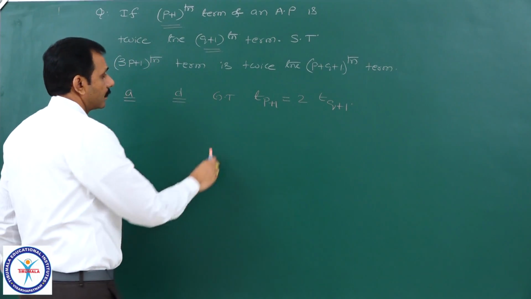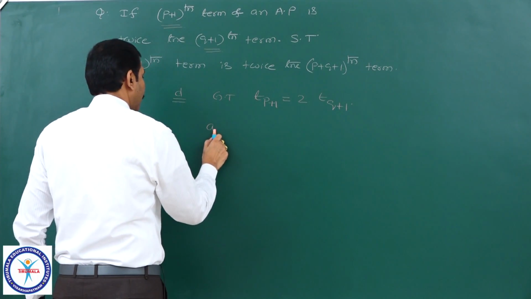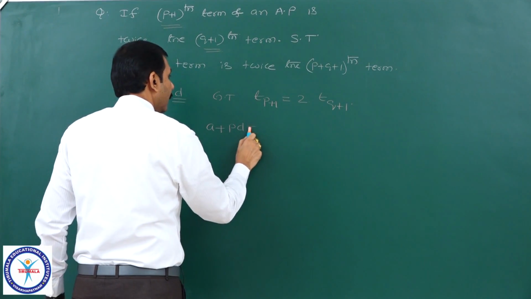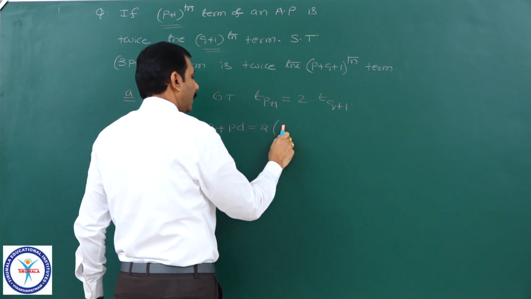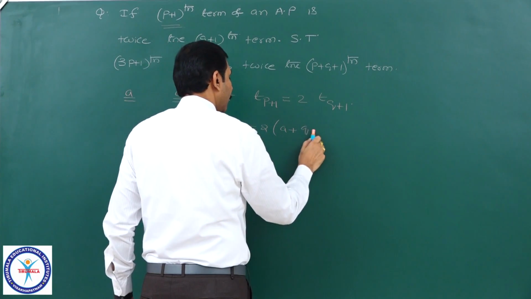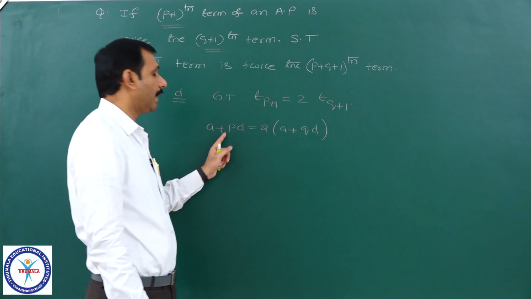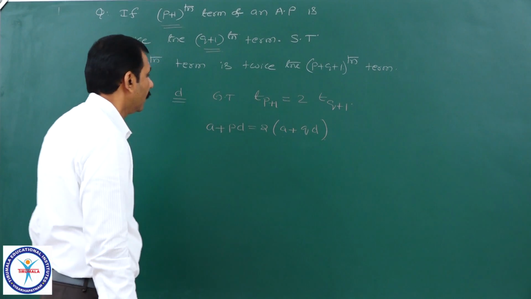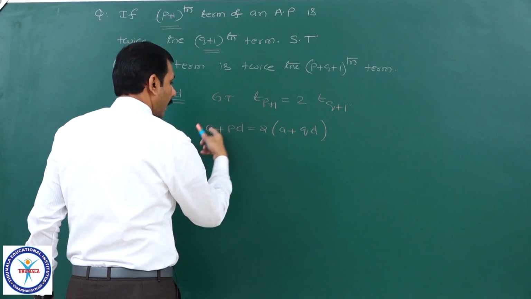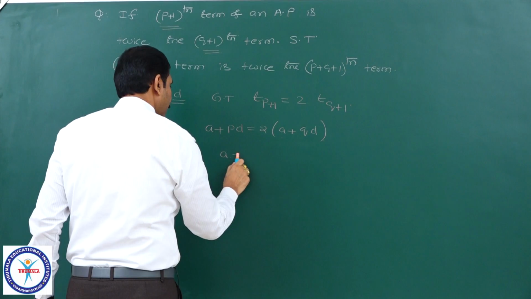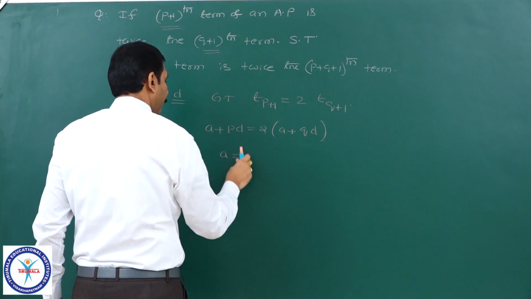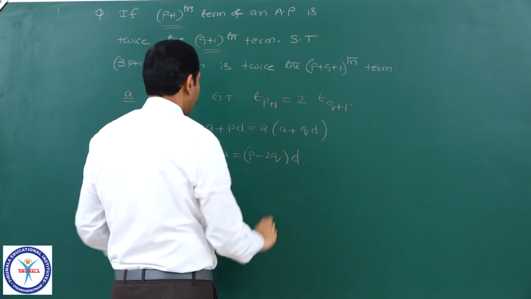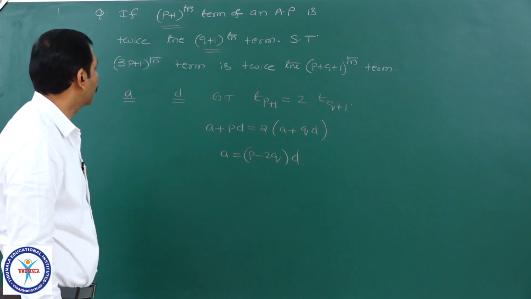Let us solve this. T of p plus 1 means a plus (p plus 1 minus 1), that is a plus pd, is equal to 2 times the q plus 1th term, a plus qd. Bringing 2a minus a to that side, a is equal to (p minus 2q) into d. This is the relation for a and d.